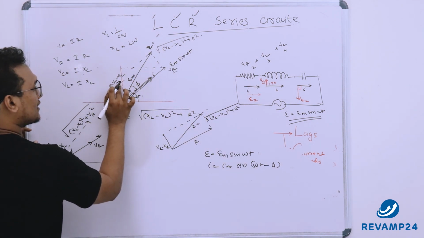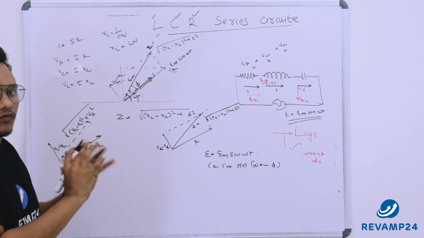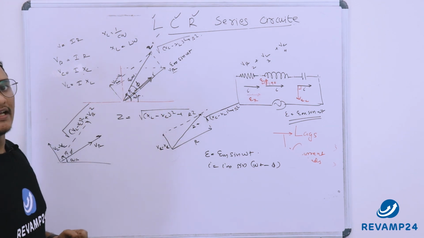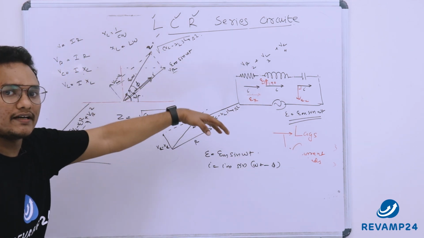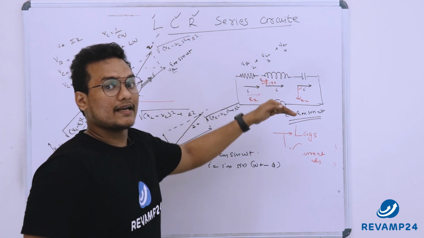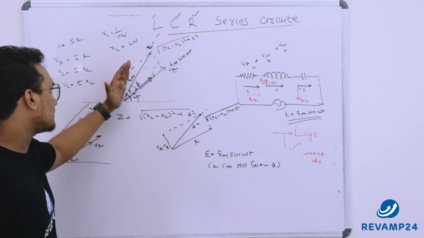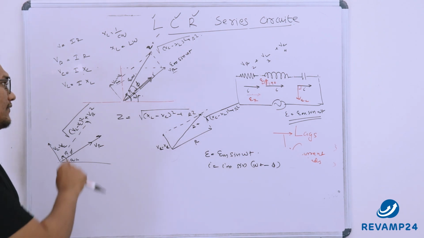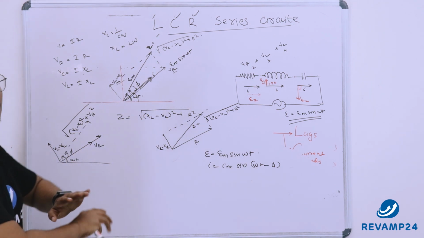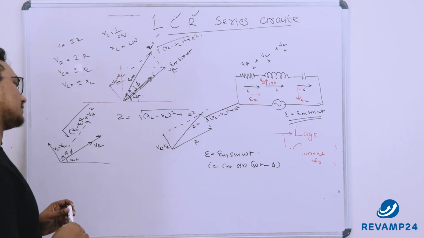See, when VL is more than VC, it will be more inductive in nature. What is the proof here? Here current is lagging, but that is not pure inductive. If it is pure inductive, current lags by 90 degrees, but this is current lagging by an angle of phi. So this is an inductive circuit. Effectively it's an inductive circuit, but not a pure inductive circuit.